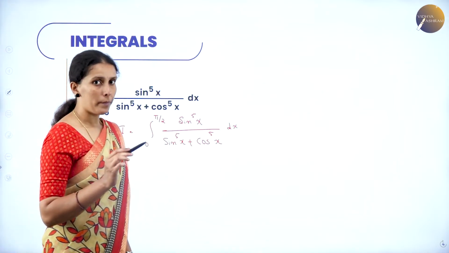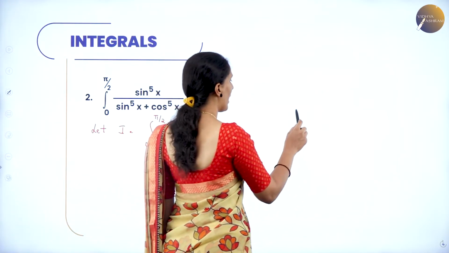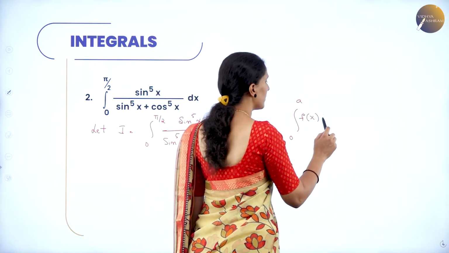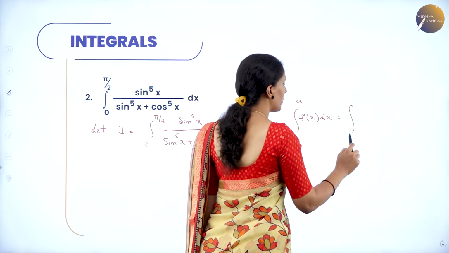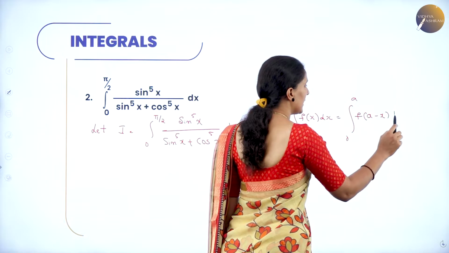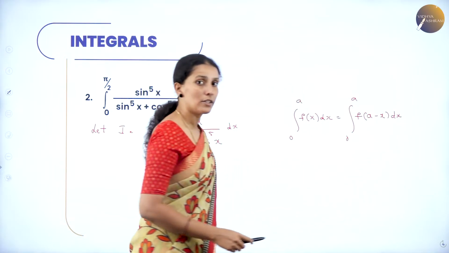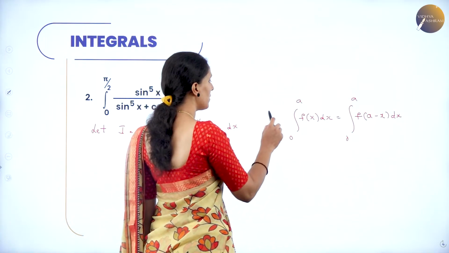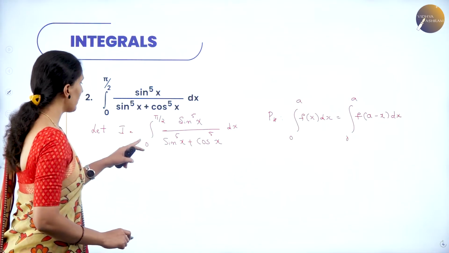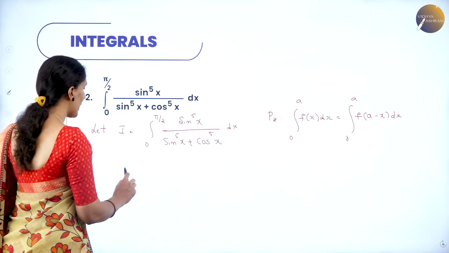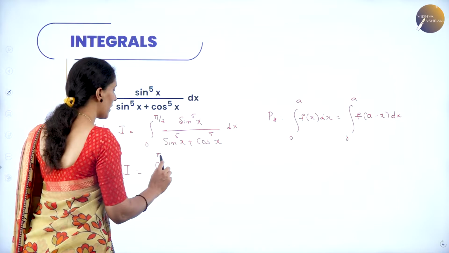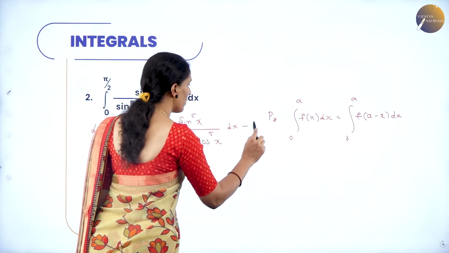So we know the property: if you have the integral from 0 to a of f of x dx, this is also equal to the integral from 0 to a of f of a minus x dx. That is property number 4. So using P4 here, since we have 0 to pi by 2, I can change I as 0 to pi by 2. Let me take this as equation 1 first.